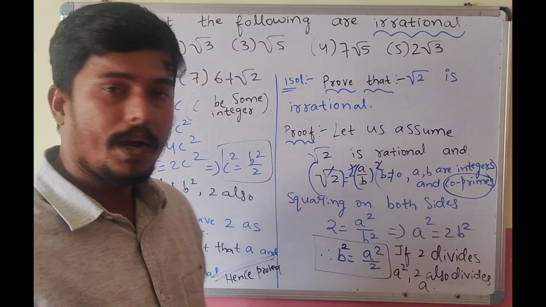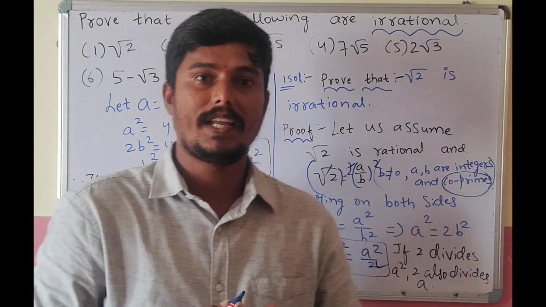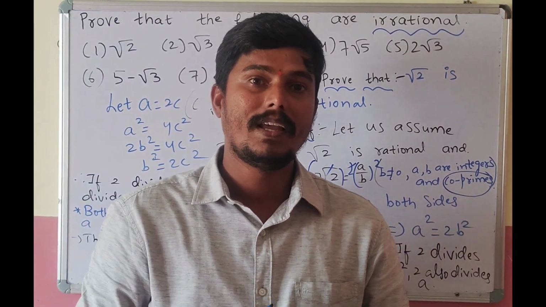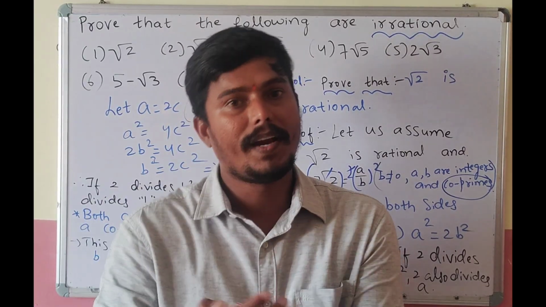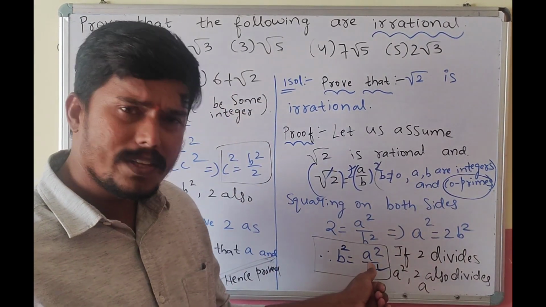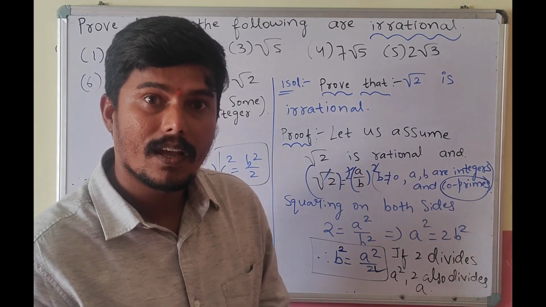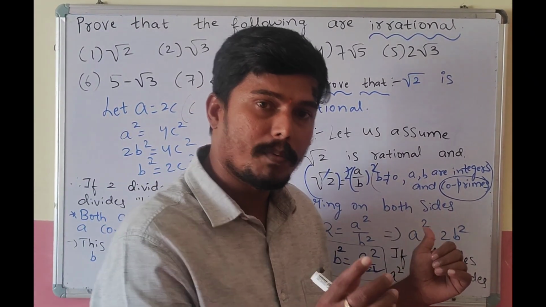Now according to a theorem, if this dividing number is a prime, we have a theorem: if p is a prime and it divides a square, then it also divides a. This is our theorem 1.5. In the same way, this 2 is a prime. If it divides a square, then it also divides a. Clear? So this is point number 1 to be noted.